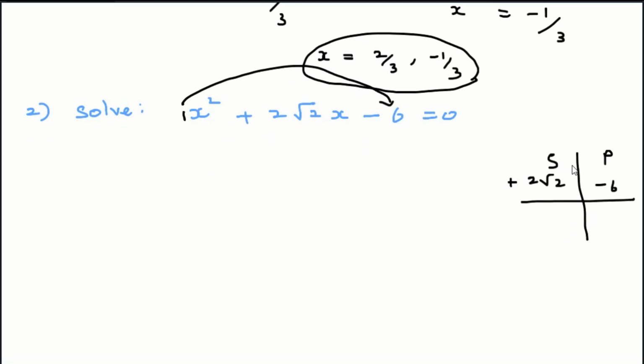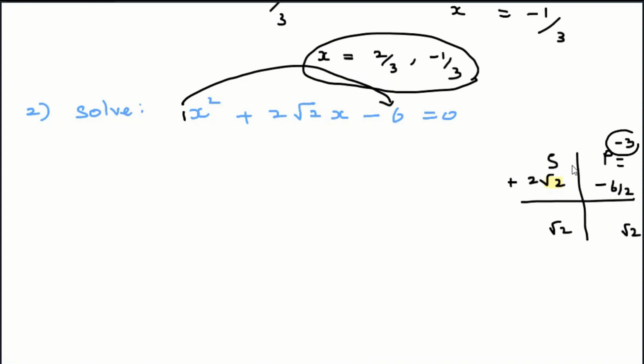Whenever there is a surd here, that has to come in the answer. So by default you can write root 2 into root 2. Root 2 into root 2 is 2. So minus 6 divided by 2 is minus 3. Do you get? Root 2 into root 2 is 2, so divide this number by 2. So I get minus 3 as the answer.